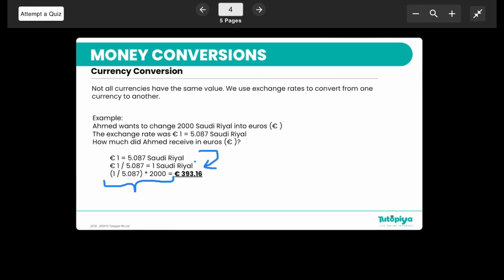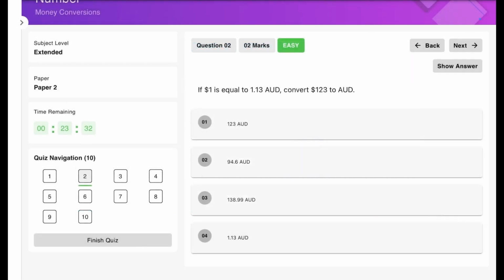If you do not want to change the exchange rate to find how much 1 Saudi Riyal is in terms of euros, you can also simply do 2000, but rather than multiplying by the exchange rate like we did in the previous example, you divide by the exchange rate here, and that also will give you the same answer in euros. And that brings us to the end of a short lesson on money conversions. We're going to finish off with some questions.